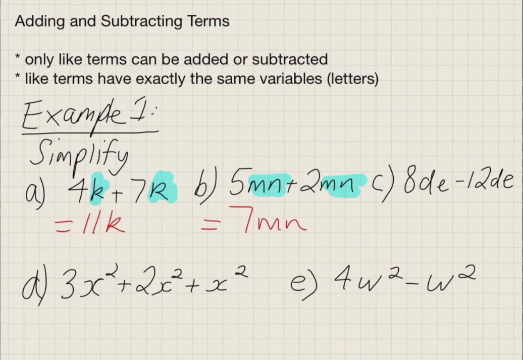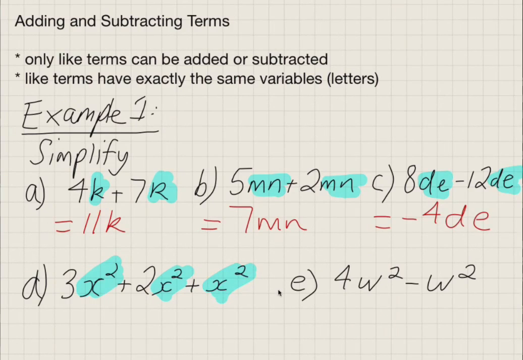Part C, we have de and de. The letters are exactly the same. 8 take away 12 is minus 4de. Part D, we have x squared, x squared, x squared. They are all exactly the same.